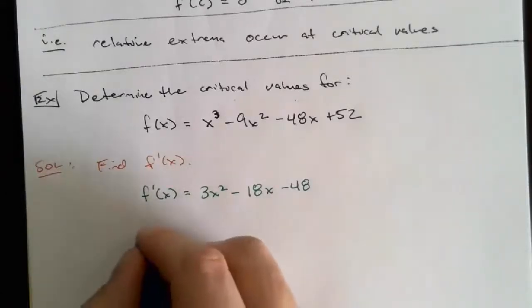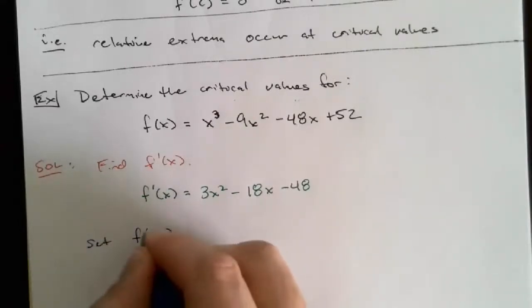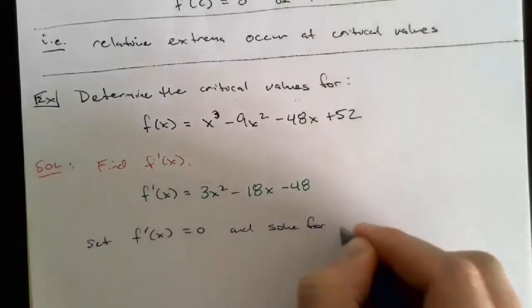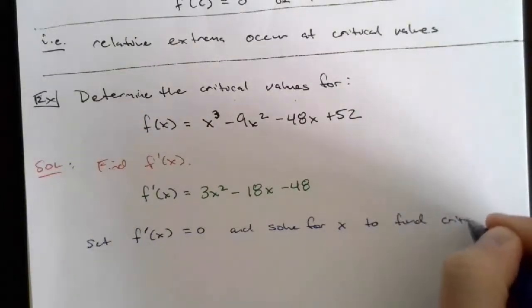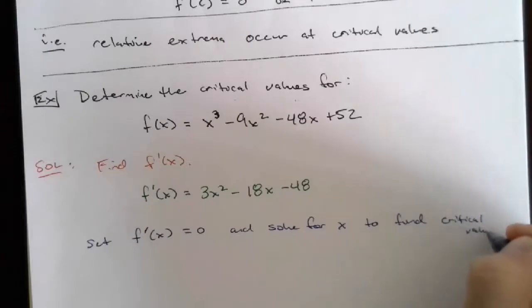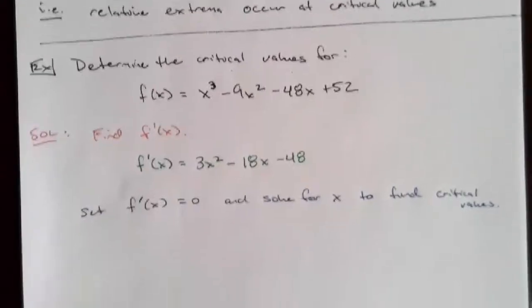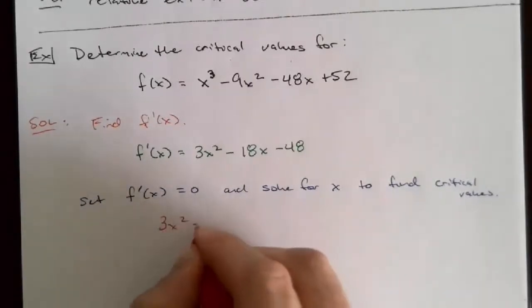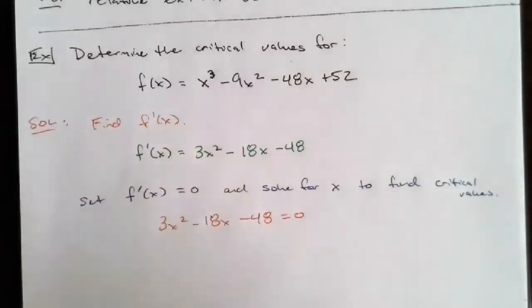So what I am going to do, though, is I'm going to set f prime of x equal to 0 and solve for x to find the critical values. Because that's really what you need, right? So we set f prime of x equal to 0 and solve for x to find critical values. So I'm really setting this 3x squared minus 18x minus 48 equal to 0. Now we should know how to solve this.